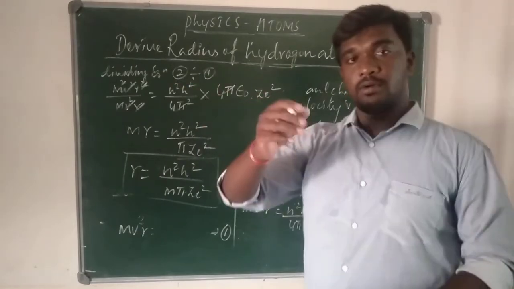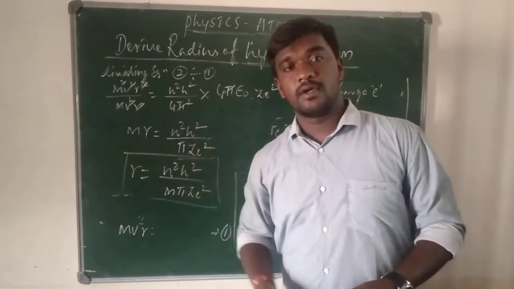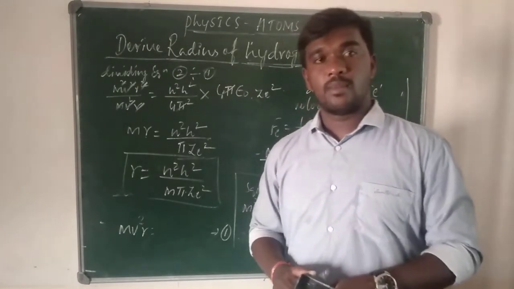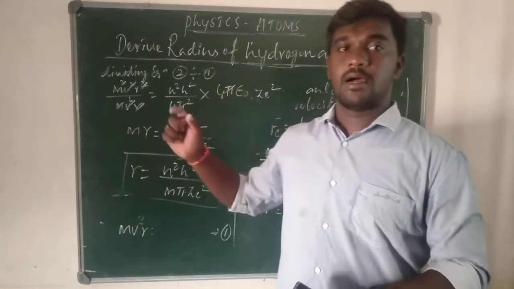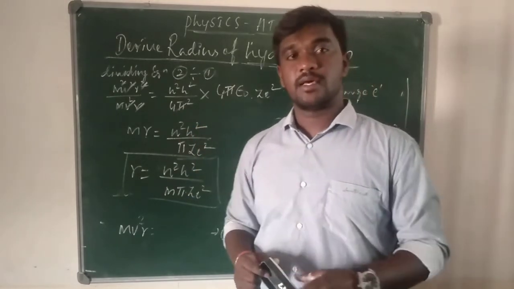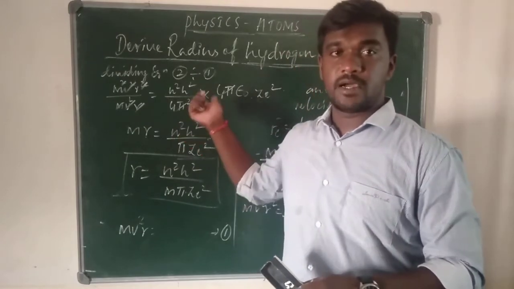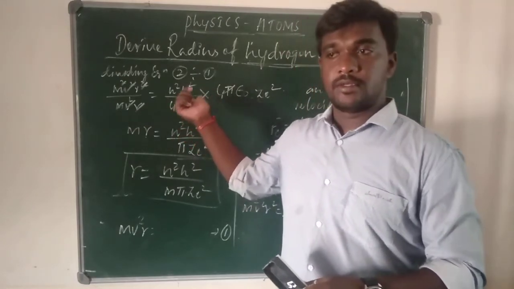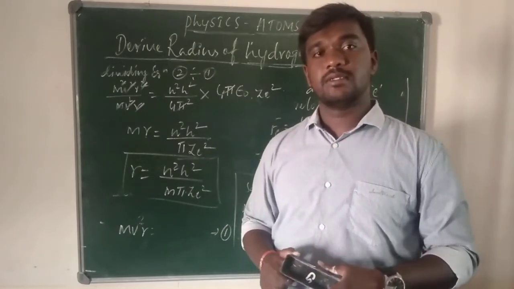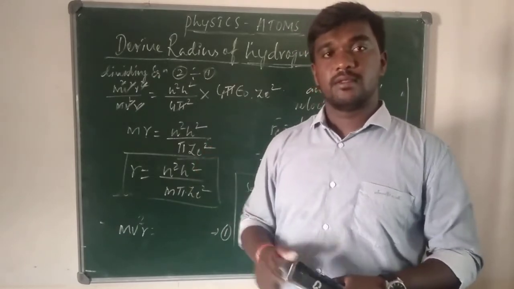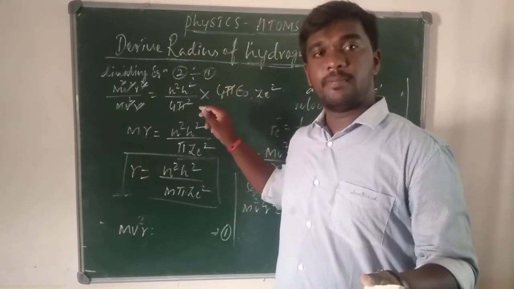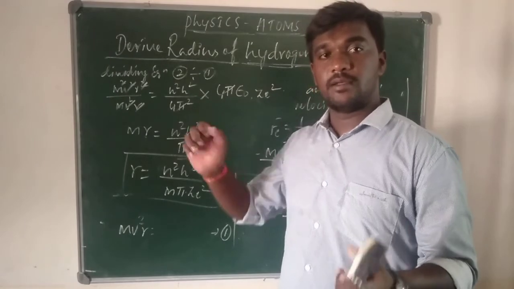I already told you that when the electron revolves around the nucleus, the electron has a mass, which we consider as m, and a velocity v, and the charge of the electron is e. When the electron revolves around the nucleus, a centripetal force is created.